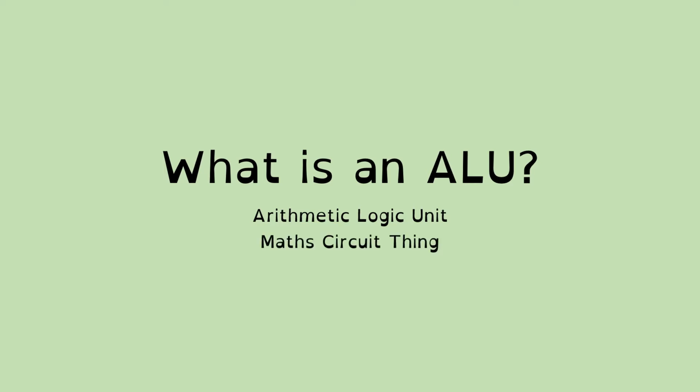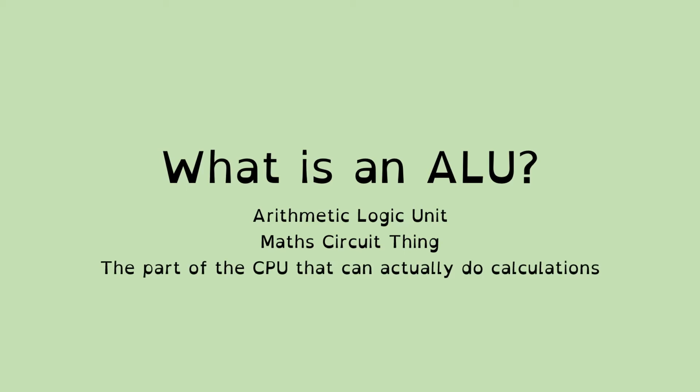Well, it's the maths circuit thing. So arithmetic obviously means maths. Logic means it's made up of the logic gates. So therefore it's a digital circuit, and unit just means thing, obviously. So it's the part of the CPU that can actually do calculations. And as we'll see with our design, we're not going to ask it to do many different kinds of calculations, but the way that we set it up means that it's quite versatile.